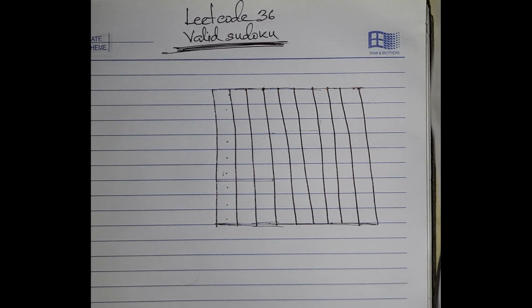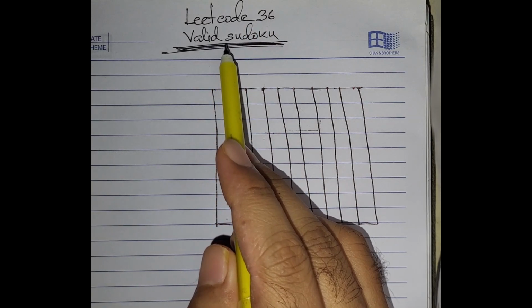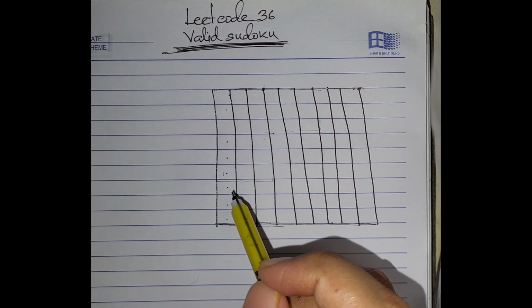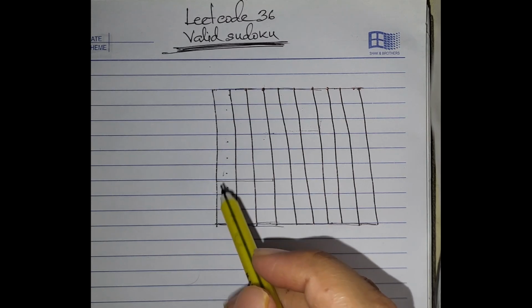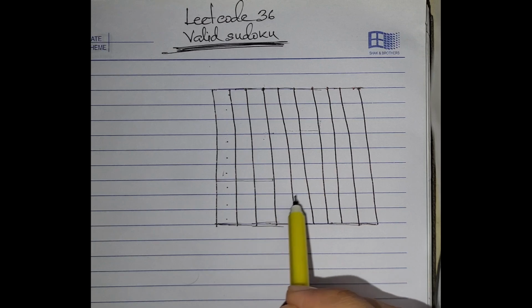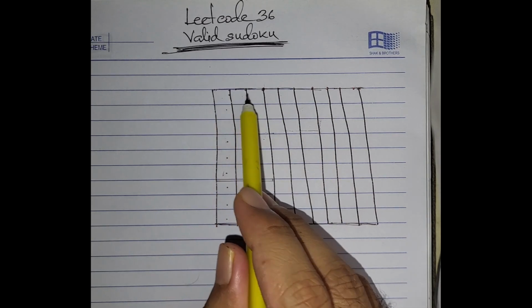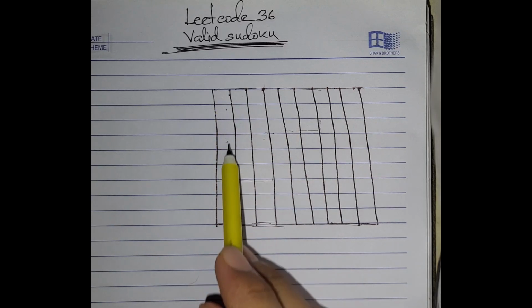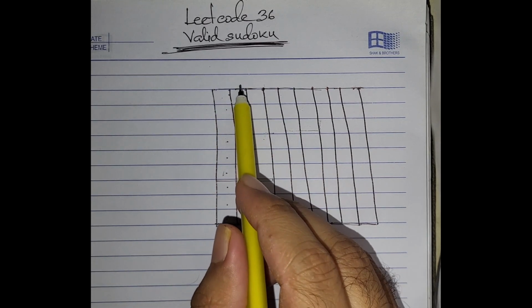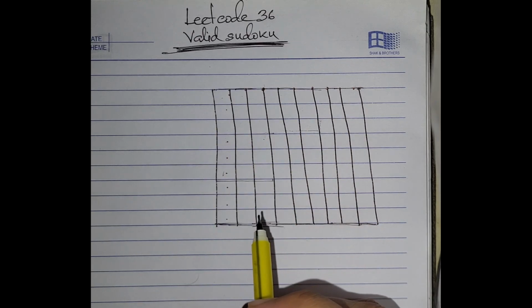Hey everyone, let us solve Leetcode 36. The name of the problem is valid sudoku. And if you read the problem from Leetcode, the problem says that we will have a sudoku board like this. It will be 9 by 9, meaning 9 on this side and 9 on this side. So column will be 9 and row will be 9 values.